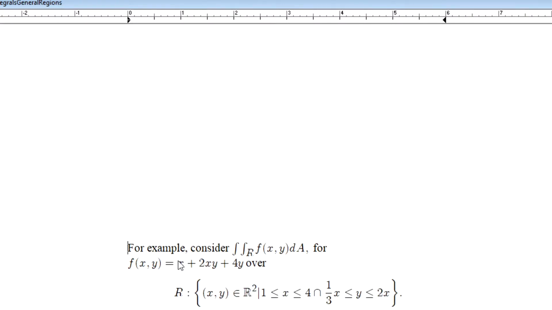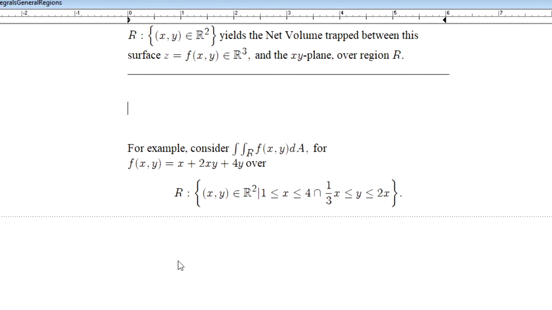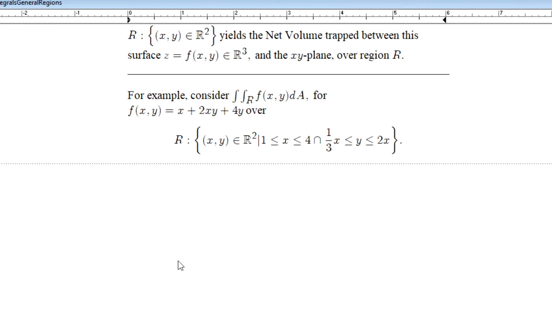we might consider the example here for the double integral applied to function f over R, where f is defined as the function x plus 2 times x times y plus 4y, and all of this occurring over this region R in two-dimensional space, where x is bounded between the values of 1 and 4, and y is bounded between these functions of x.